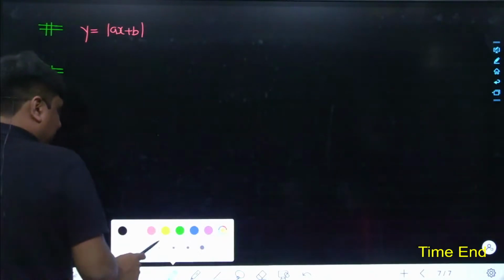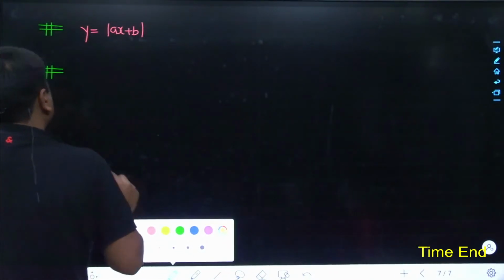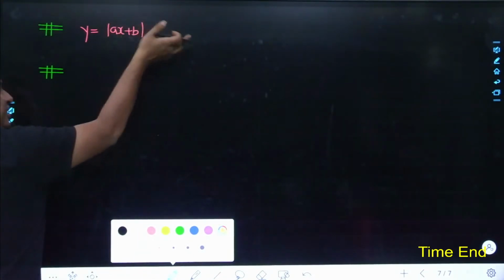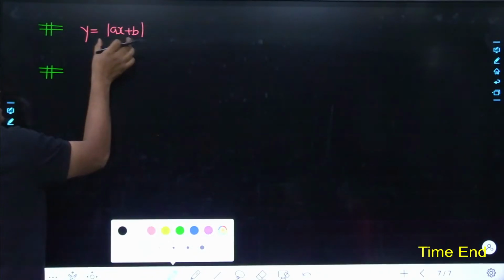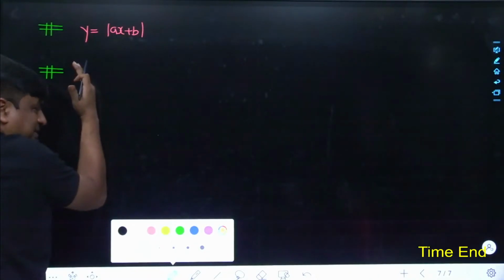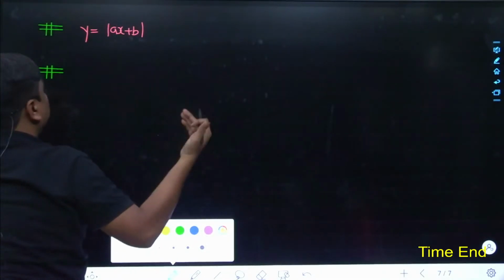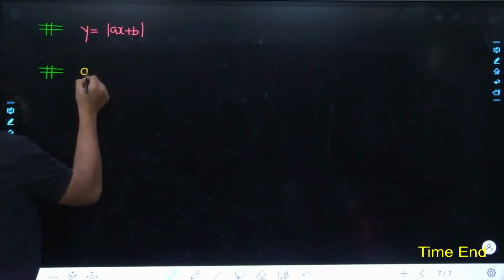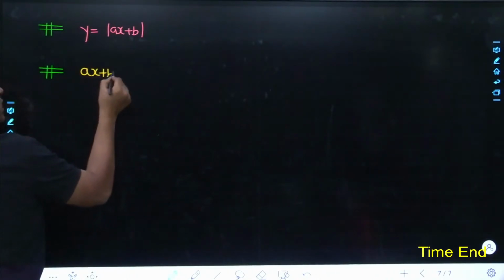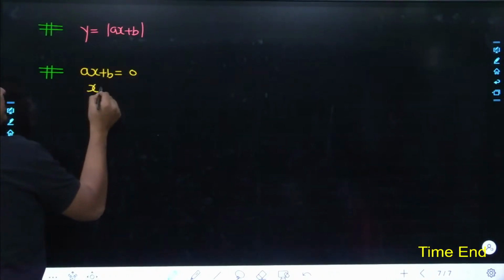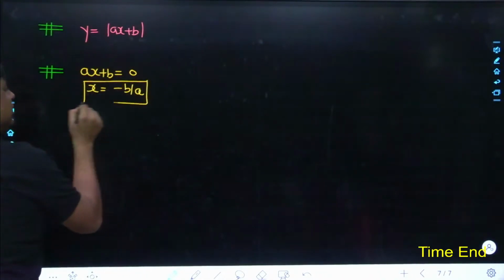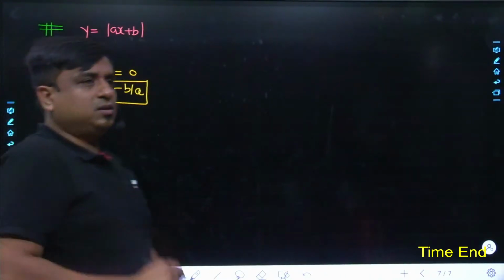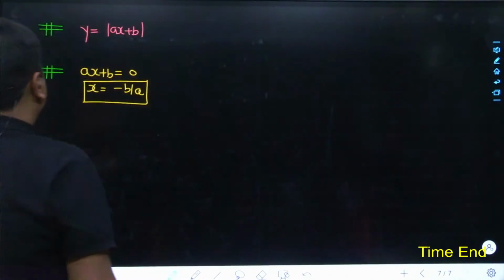And hence for the modulus of ax plus b, you have to compare this with 0, because 0 is the change point. If it is greater than 0, it would remain as ax plus b. If it is lesser than 0, it would become minus ax minus b. So what is happening over here? We compare ax plus b equals 0, and here it becomes x equals minus b by a. So keep in mind the change point would always be minus b by a. Change point would always be minus b by a.